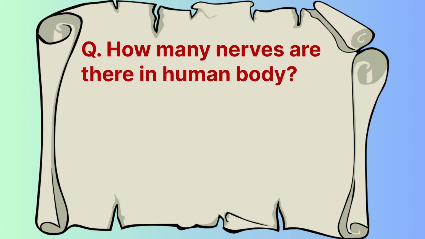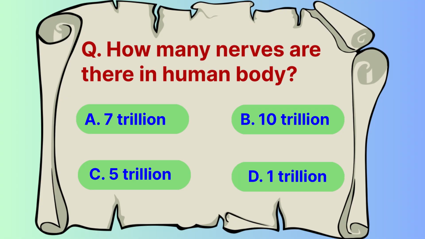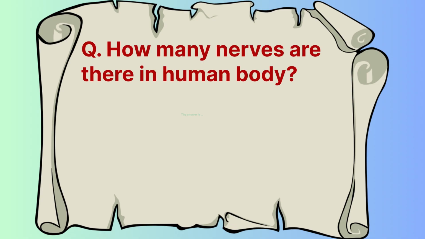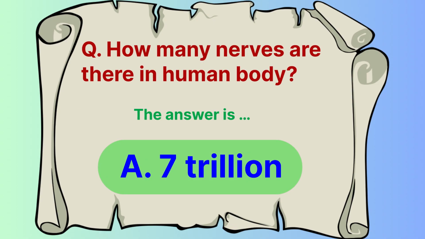Next question, how many nerves are there in the human body? So the options are 7 trillion, 10 trillion, 5 trillion, 1 trillion. So the correct answer is option A 7 trillion.